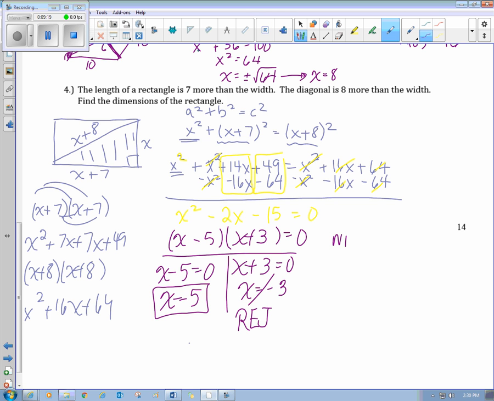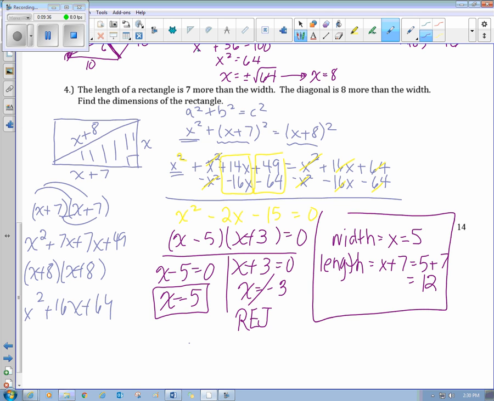So the width of our rectangle is one of the dimensions, and that's 5. The length is x plus 7, which is 5 plus 7, which gives us a length of 12. So when they ask for dimensions, dimensions are length times width. You do not need to write the length of the diagonal. That is not one of the dimensions of the rectangle.